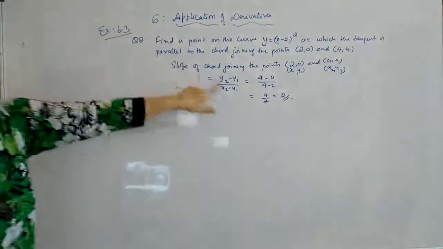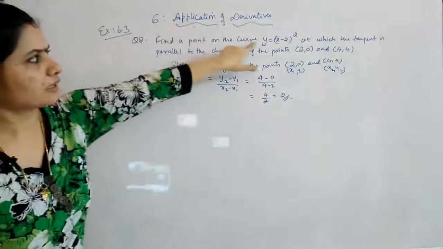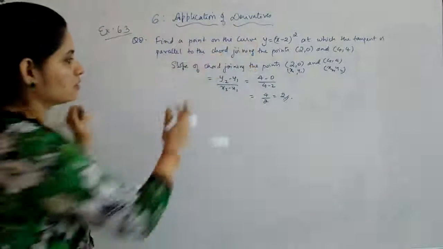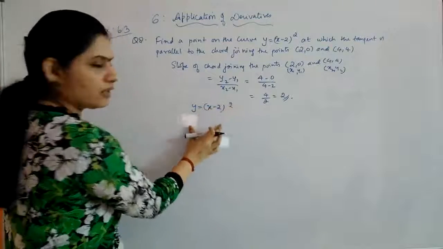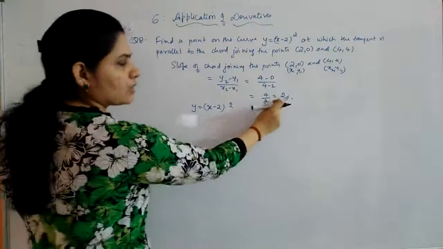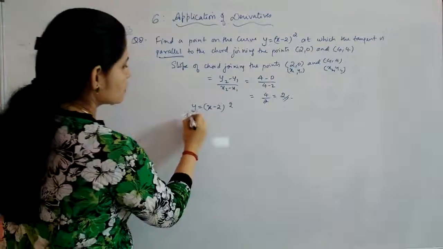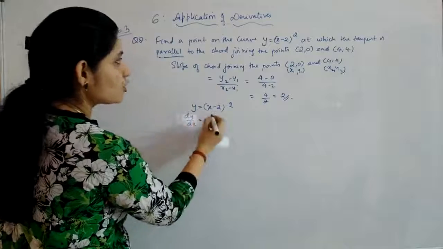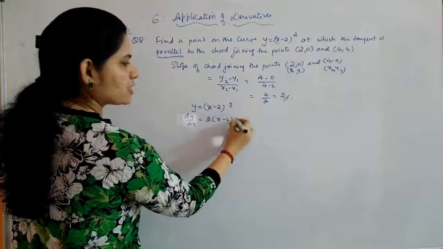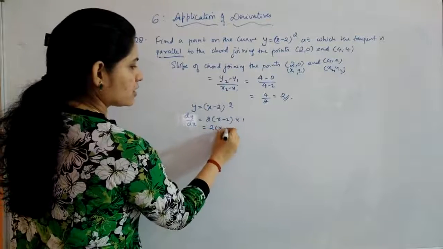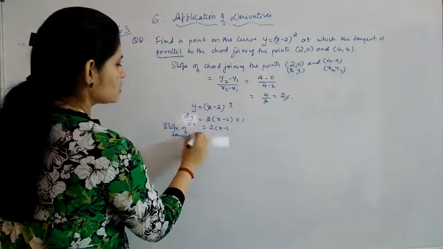So the slope of the chord is 2, and since the tangent is parallel to it, we will find the slope of the tangent from the curve (x minus 2) the whole square. Whatever you get as dy by dx can be equated to 2, since parallel lines have equal slopes. So this is dy by dx, which gives the slope of the curve: 2 into (x minus 2) into the derivative of x minus 2, which is 1. So you are getting 2 into (x minus 2) as the slope of the tangent to the curve.